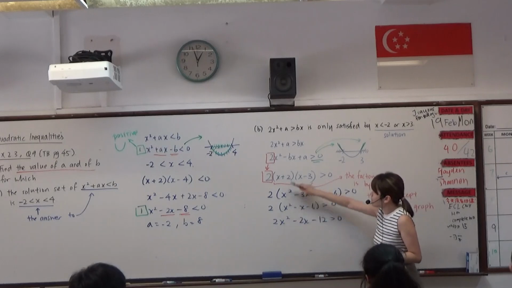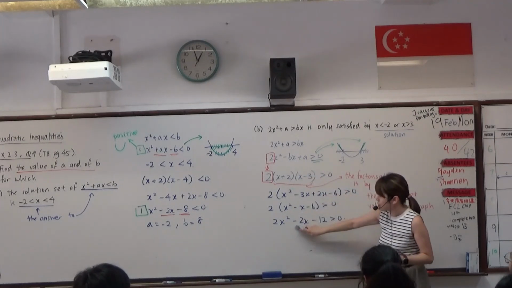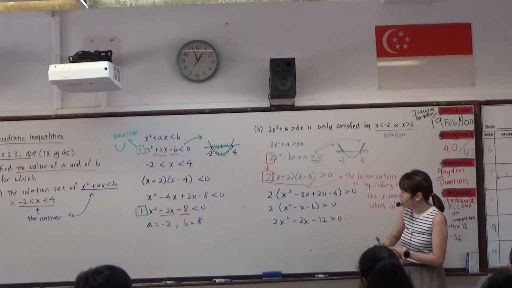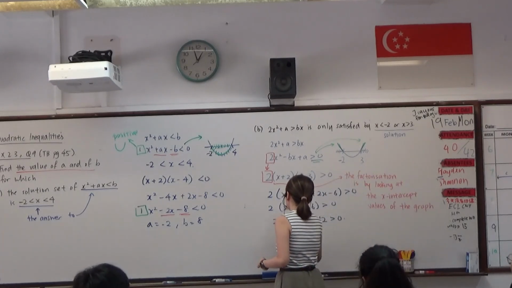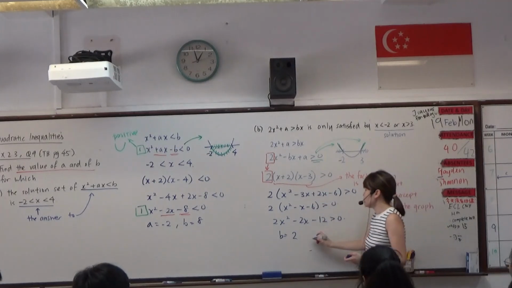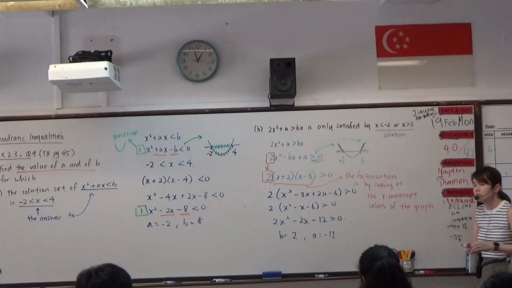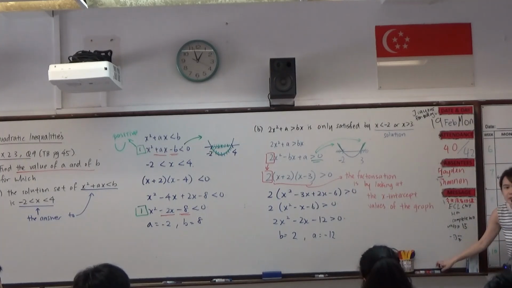Okay, then we can compare with the original. We will then see that our negative bx can be compared with negative 2x. So b must be equal to 2. And then this is a plus a, this is a negative 12. So your a must be equal to negative 12. Alright? Give it a little bit of time to think through this to see if you have any questions to ask.